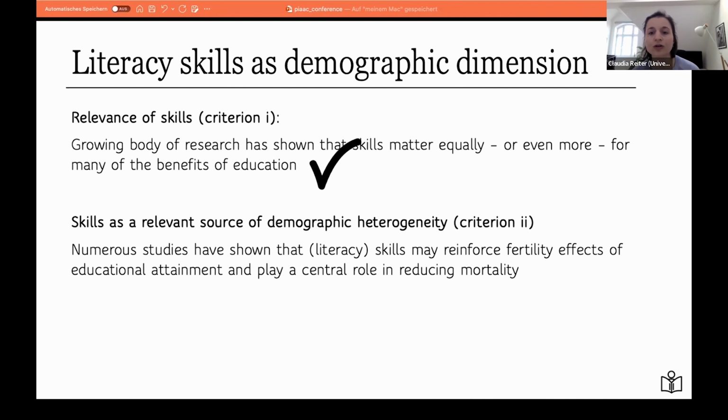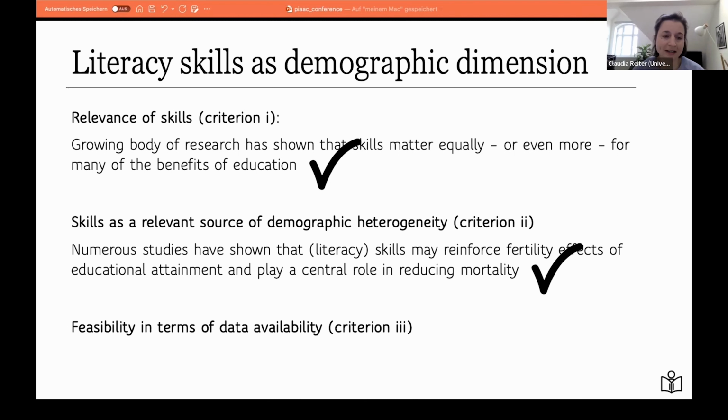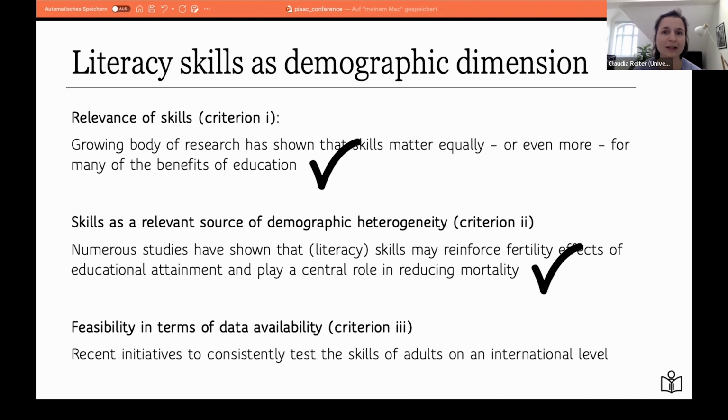And this in turn reinforces fertility effects, but also reduces mortality quite a lot. And finally, the last criterion, feasibility in terms of data availability. This criterion was probably the main challenge, why not to include skills or quality adjustment before, because only since we have PIAAC and similar studies, we can actually include skills in population distributions internationally. So this has only been made possible by these recent initiatives.